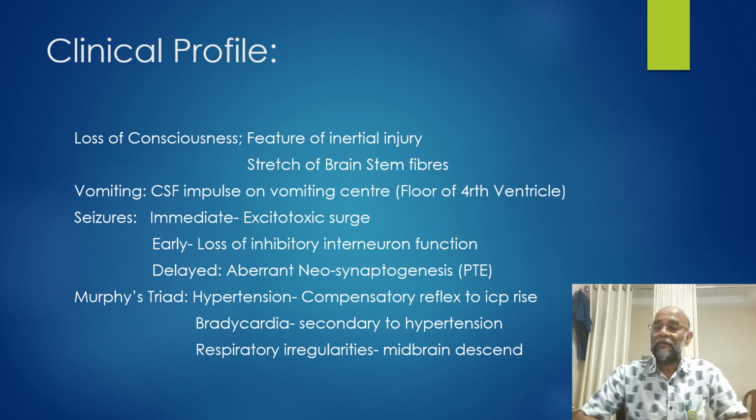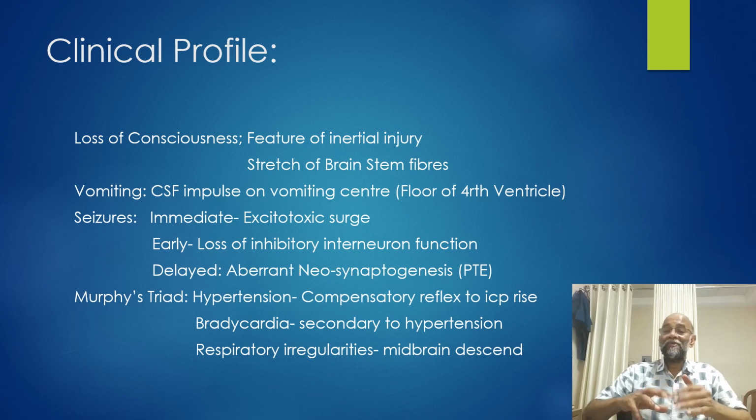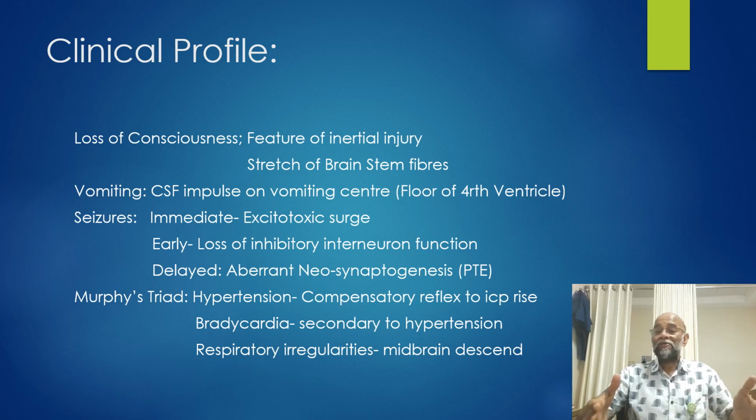General features of increased intracranial pressure, we all know. It's called the Cushing's triad. You have hypertension. Hypertension occurs because of the compensatory reflex to counter the ICP rise and maintain CPP. Bradycardia is secondary, the Marey's reflex, where because of hypertension, heart rate becomes less. And you have respiratory irregularities, probably mediated by the brainstem. Remember that bradycardia and hypertension are the cardinal features of a head injury.